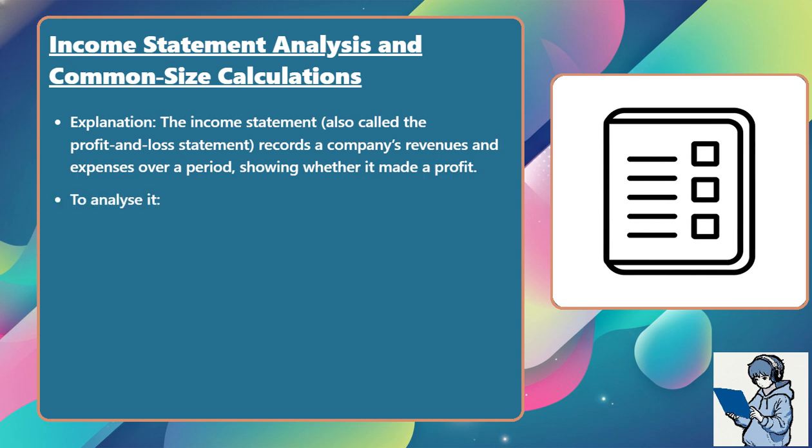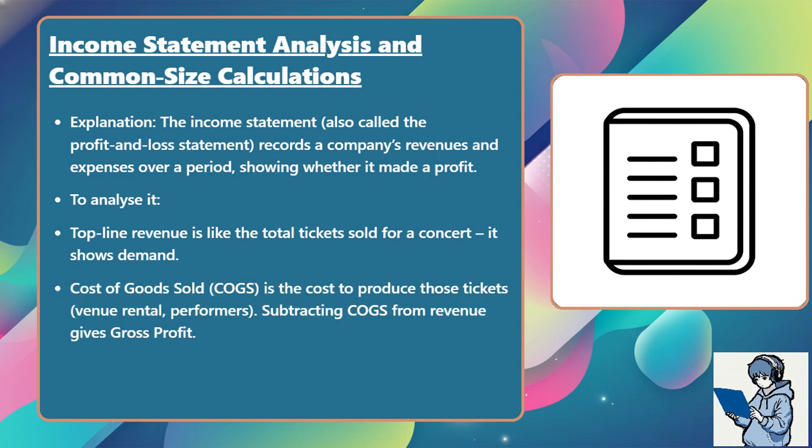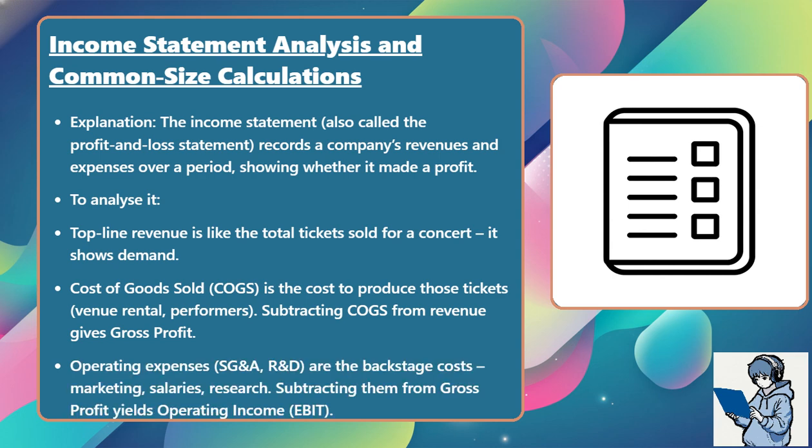To analyze it, top-line revenue is like the total tickets sold for a concert. It shows demand. Cost of goods sold, COGS, is the cost to produce those tickets: venue rental, performers. Subtracting COGS from revenue gives gross profit. Operating expenses, SG&A and R&D, are the backstage costs: marketing, salaries, research. Subtracting them from gross profit yields operating income, EBIT.